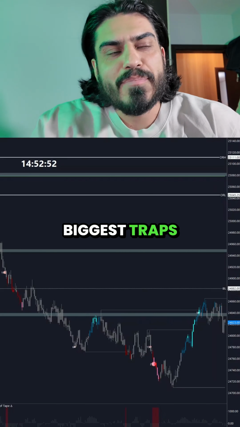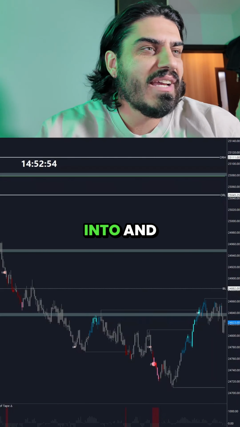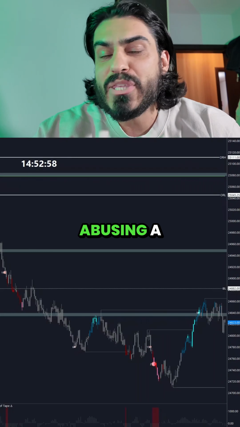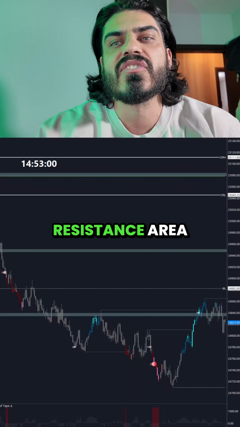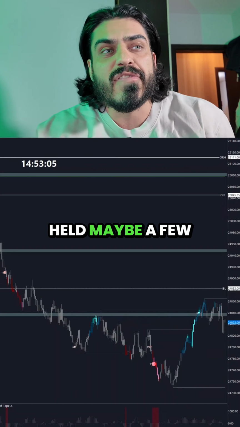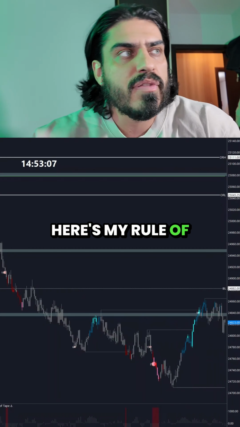One of the biggest traps that traders fall into, and especially retail newer traders, is abusing a support or resistance area over and over again because they might have noticed that it's held maybe a few times over. Here's my rule of thumb realistically.